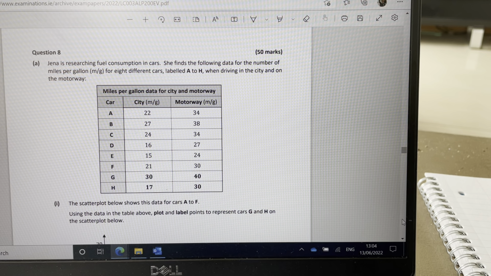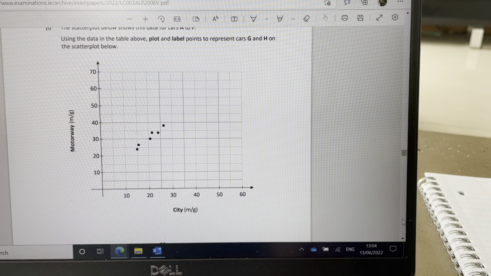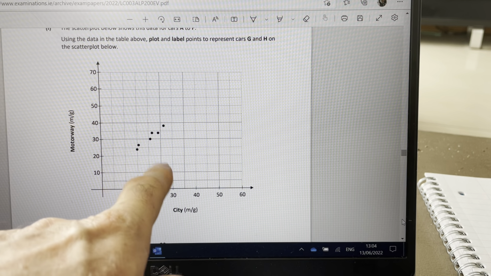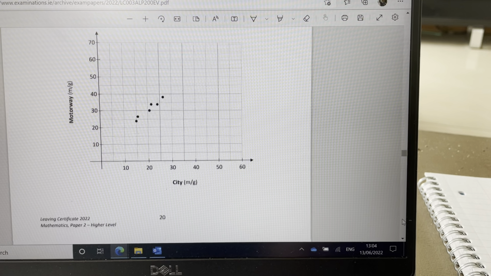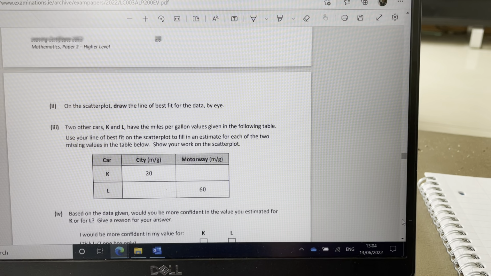Okay, so researching scatter plot. Do the scatter plot there and identify on the scatter plot. That should be fairly straightforward. Try to pick out which ones these are. Just using x and y coordinates, that's grand. I don't think that should be a problem for people. Draw the line of best fit for the data by eye.